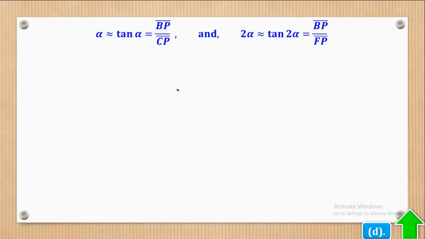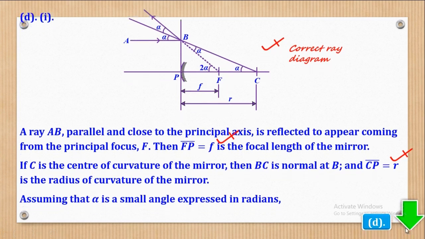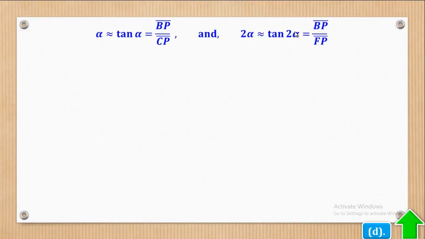So we shall go back to our diagram and see what tan alpha is. So tan alpha will be BP over CP. So when you go here, tan alpha is opposite over adjacent. Opposite is BP and adjacent is CP. But for tan 2 alpha, the opposite is BP, but the adjacent is FP or PF. That is why you see here that tan 2 alpha is BP over FP.